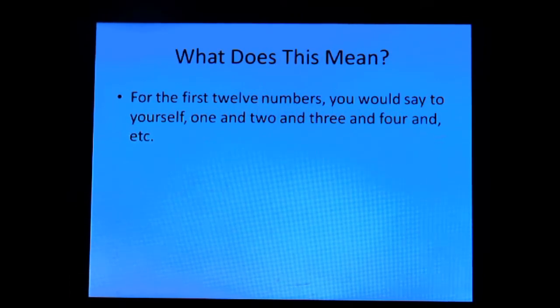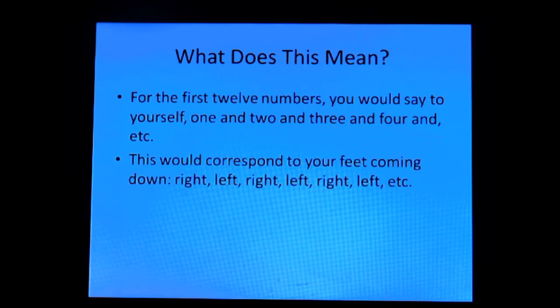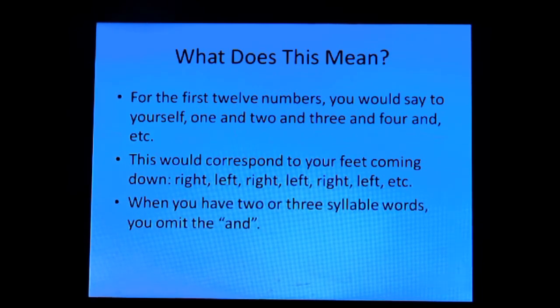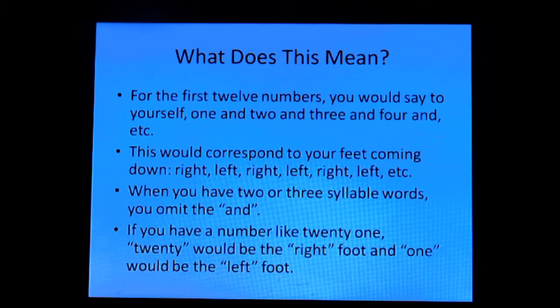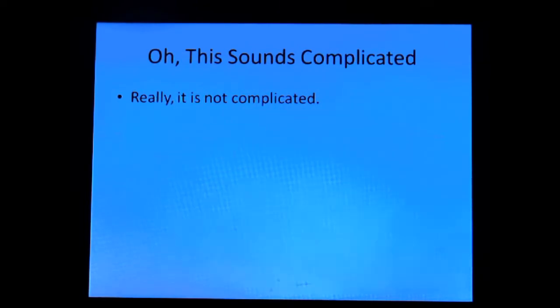to make it work. For the first 12 numbers, you'd say to yourself 1 and 2 and 3 and 4 and etc. This would correspond to your feet coming down right, left, right, left, right, left, etc. When you have 2 or 3 syllable words, you omit the and. If you have a number like 21, 20 would be the right foot and 1 would be the left foot.